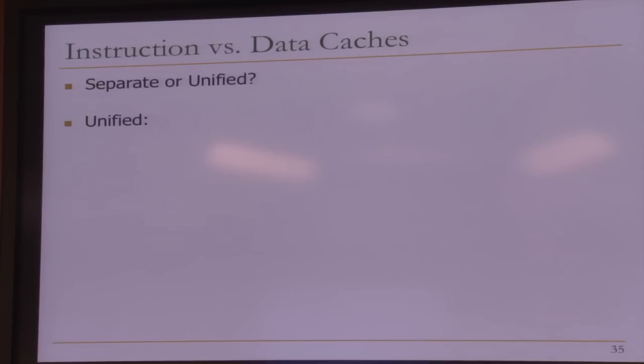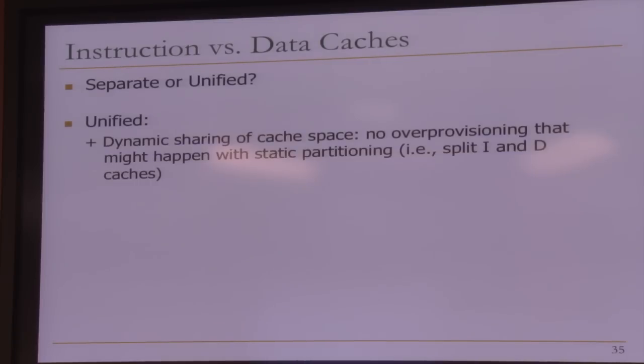Basically, an instruction cache is the cache that stores instructions. Program counter fetches into the instruction cache, right? Whereas loads and stores fetch into the data cache. But you don't need to have separate caches. If you have unified caches, now you can actually share the space. Let's assume that you have a budget of 64 kilobytes to spend on the cache.